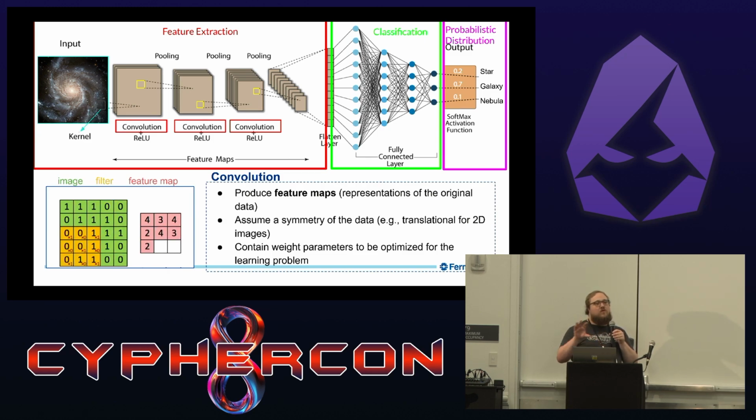We do this a few times. We slide this little filter over everything and get a feature map out, and we can convolve over that feature map multiple times in a row, because it looks like just a smaller image. It assumes some symmetry of data, that things are translational, and it contains, like I said, the weight parameters to be optimized. So we'll have stacks of filters. We'll do this multiple times with multiple filters to learn different features of our input data.